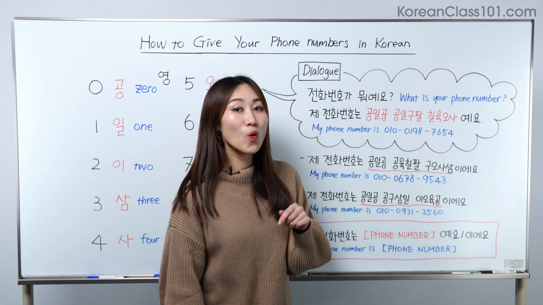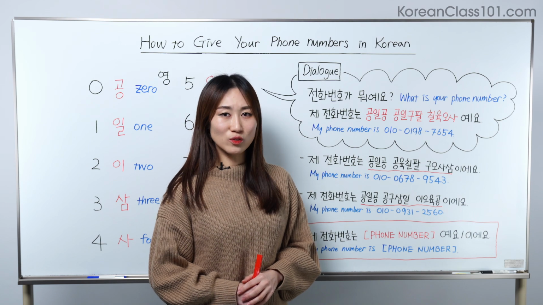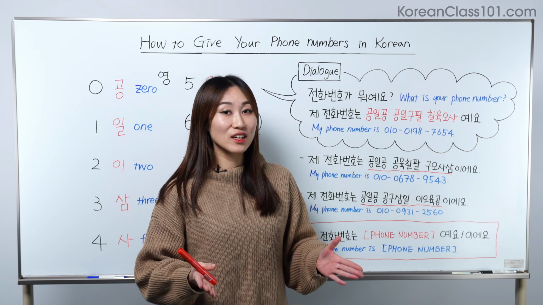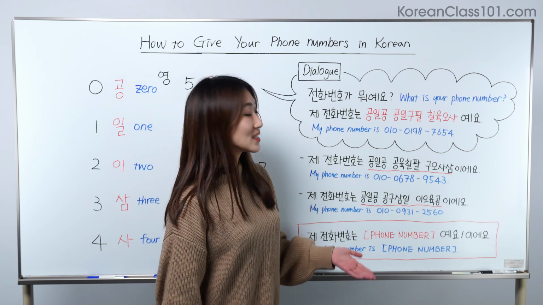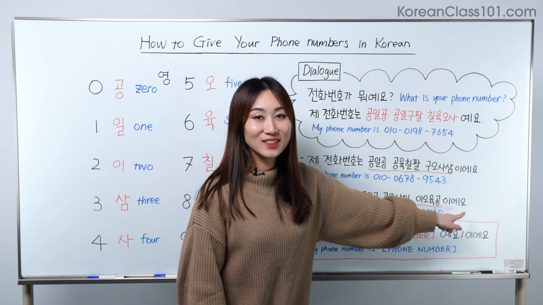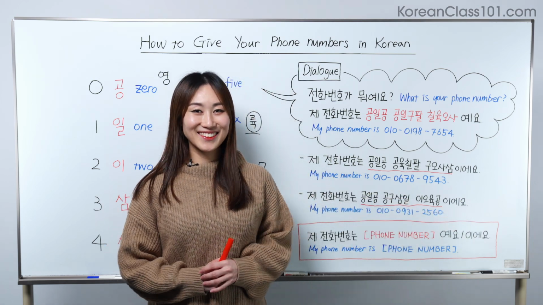2560, it ended with a consonant, right? 공 is kind of ended with the ng sound. It's similar to the ng sound in English. 공. Since it ended with a consonant, we are using 이에요. Okay.